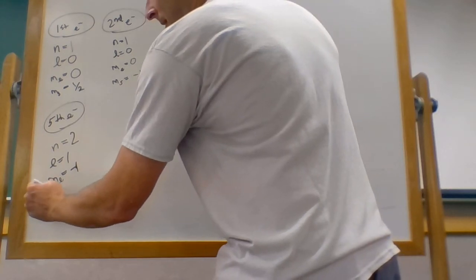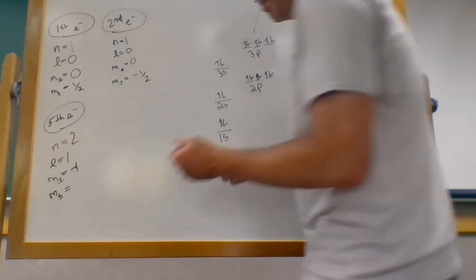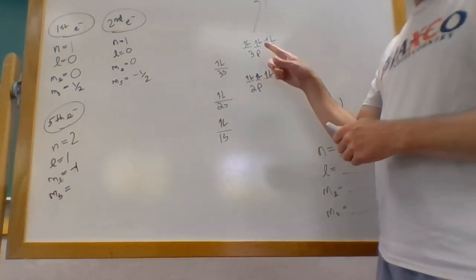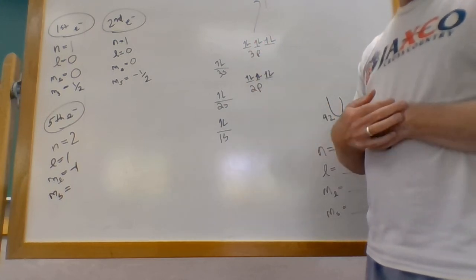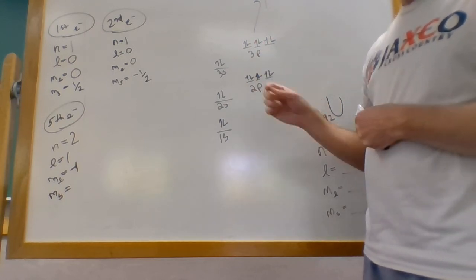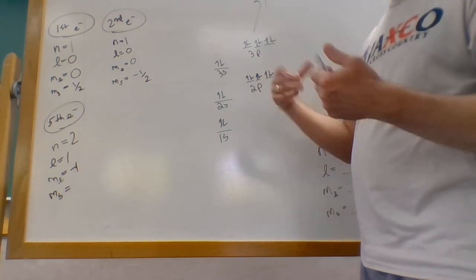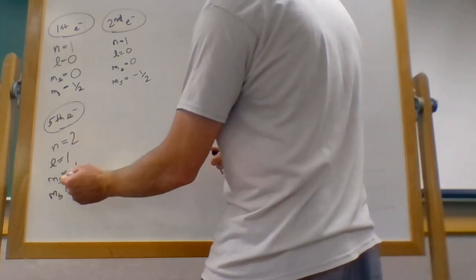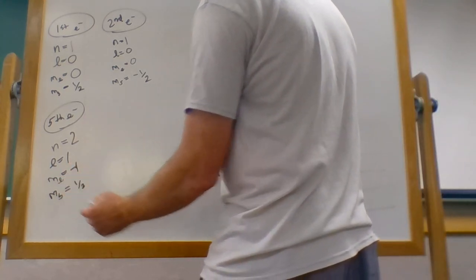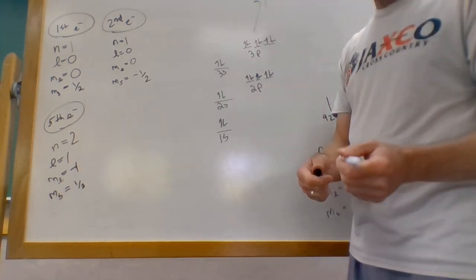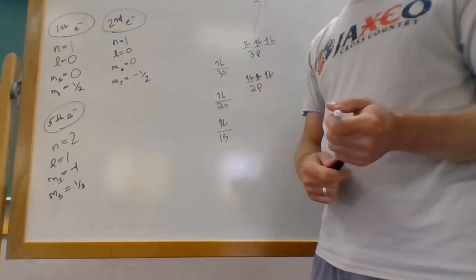And then M sub s. Most people like to put the first electron in pointed up, but you don't have to. You could have put the first electron in pointed down. So again, you just pick. I'll just pick +1/2 because it makes everybody feel better. Okay? So those are the quantum numbers of the 5th electron.